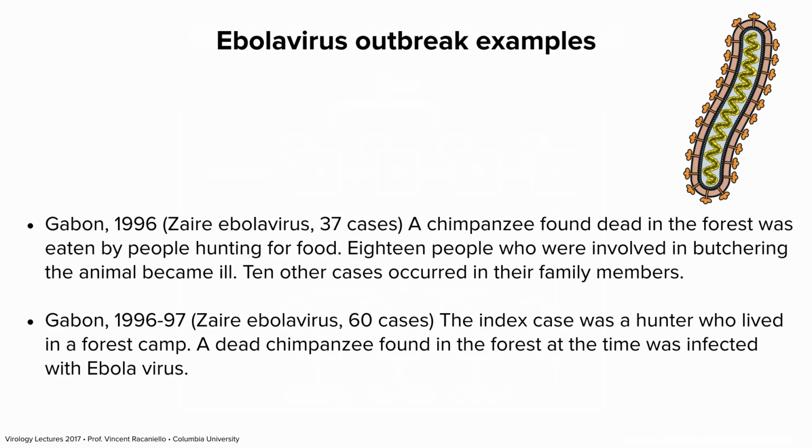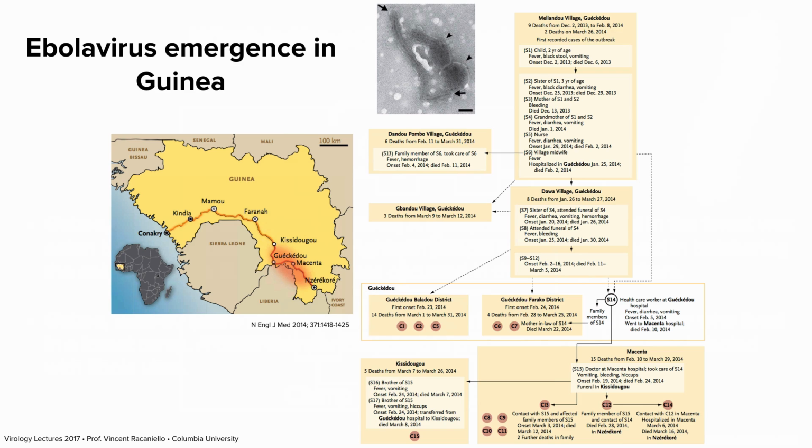The index case was a hunter who lived in a forest camp, and a dead chimp was found in the forest at the time he got infected. So these are just 2 examples where we know the index cases had some contact with bushmeat, but most of the time we do not. Now, the most recent outbreak in Western Africa, Liberia, Sierra Leone, and Guinea, began. So here's the early epidemiological tracing of that outbreak, which I think is really quite informative.